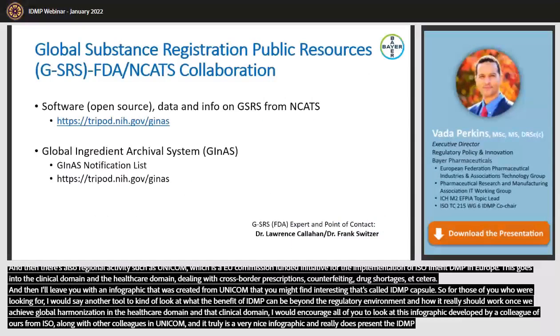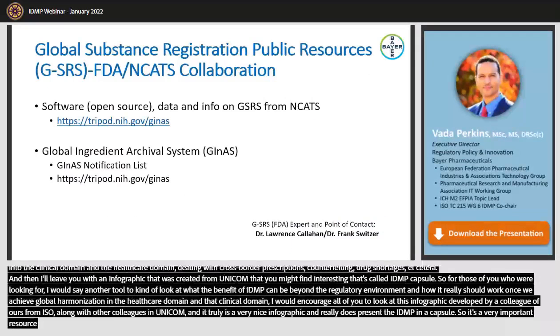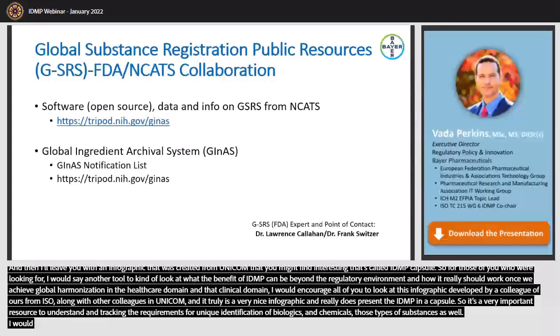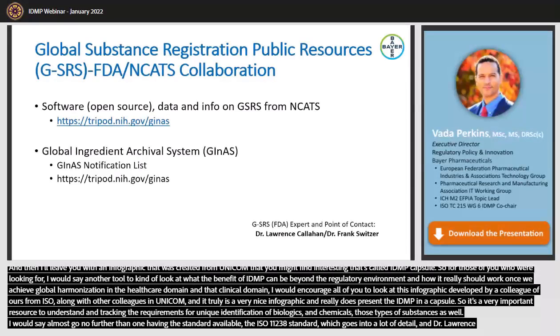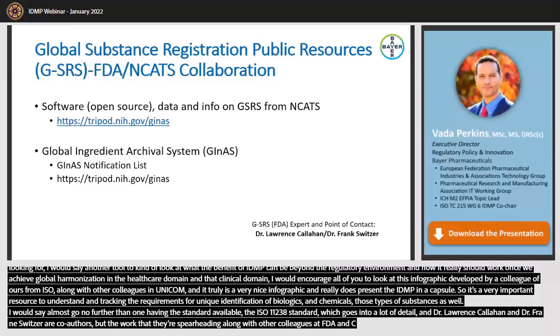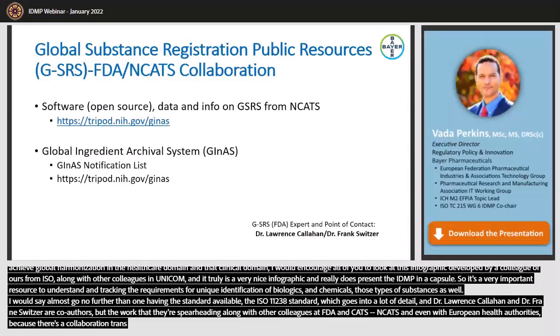So it's a very important resource to understanding and tracking the requirements for unique identification of biologics and chemicals, those types of substances as well. I would say almost go no further than, one, having the standard available, the ISO 11238 standard, which goes into a lot of detail, and Dr. Lawrence Callahan and Dr. Frayne Switzer from FDA, who are co-authors of that standard. But the work that they're spearheading along with other colleagues at FDA, NCATS, and even with European health authorities, because there's a collaboration transatlantically here as well, is for this global substance registration resource.